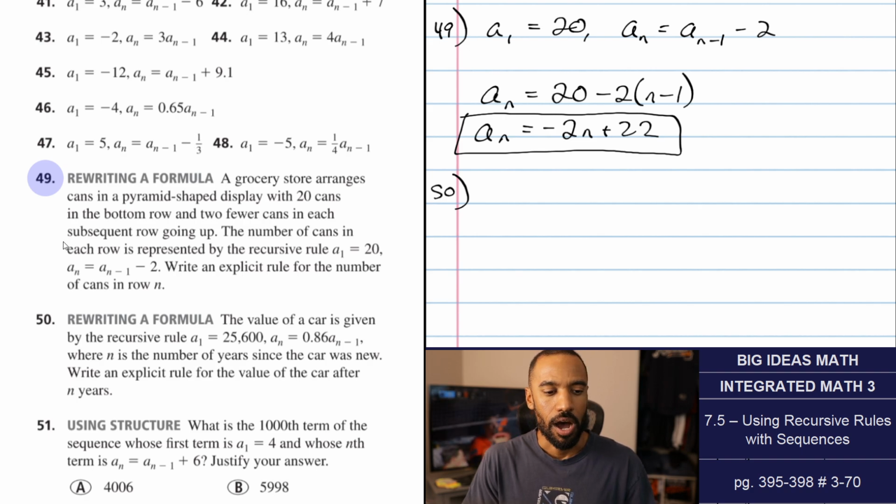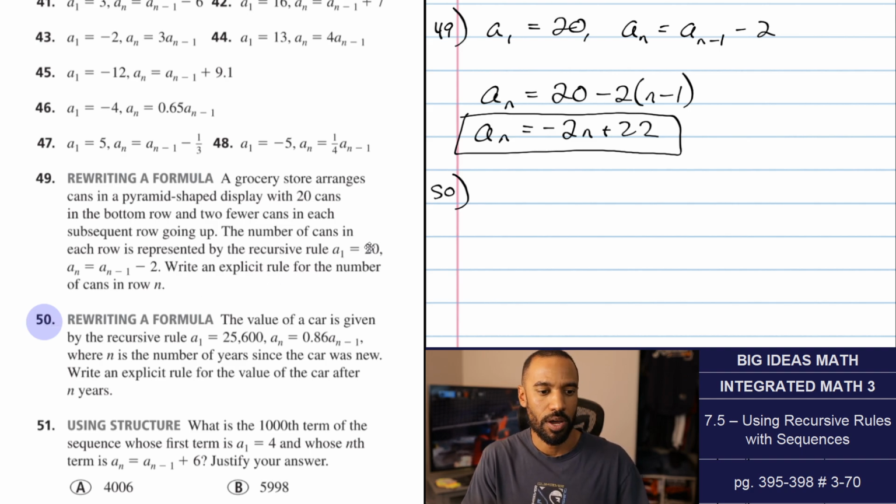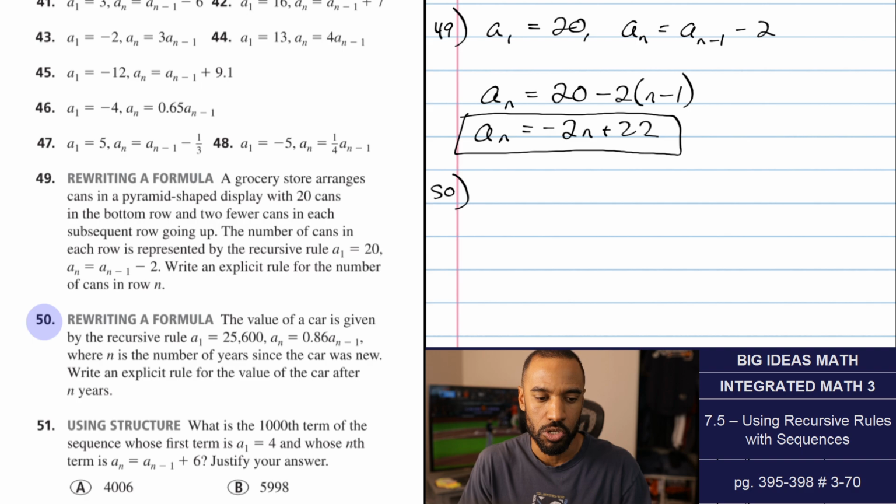Number 50. The value of a car is given by the recursive rule. A sub 1 is 25,600, and a sub n is 0.86 times a sub n minus 1, where n is the number of years since the car was new. Write an explicit rule. So if I give you some context, the car begins at $25,600, and then every year it's becoming 86% of what it was before, which means it's losing 14% of its value.